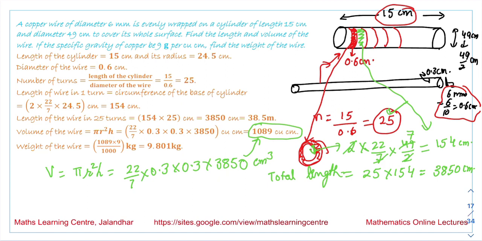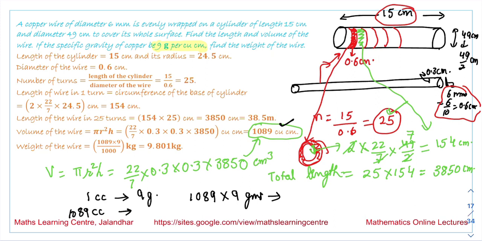Now the next thing that is given to us is that the specific gravity of copper is 9 grams per cubic centimeter. So what this means is that in 1 cubic centimeter, the weight of the copper is 9 grams. Now what is the volume of this? It is 1089 cubic centimeter volume. So what will be the weight? It is 1089 into 9 grams.